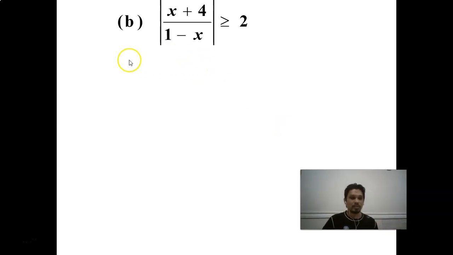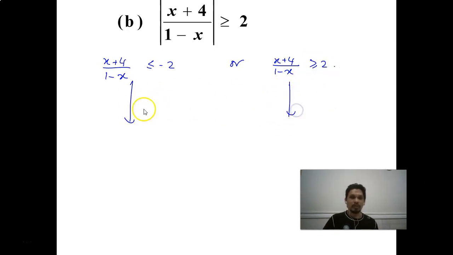For question B, you may try yourself. If I separate this into two parts, you get here (x + 4)/(1 − x) less than or equal to negative 2, or (x + 4)/(1 − x) greater than or equal to 2. We try to simplify, and we could assume both of the linear factors, numerator and denominator, and then the solution for case number 1 is x greater than 1 and less than or equal to 6.